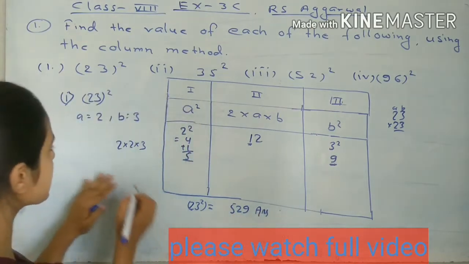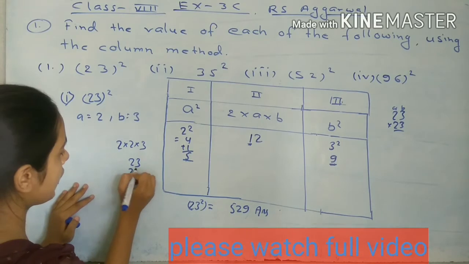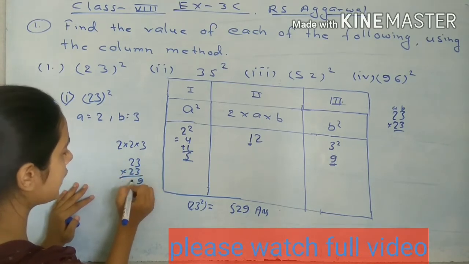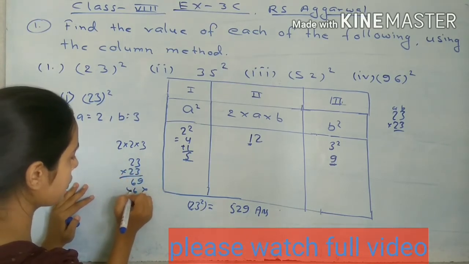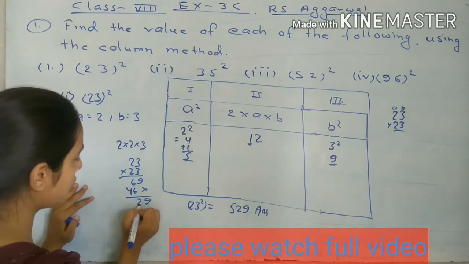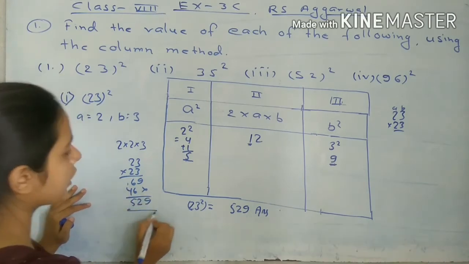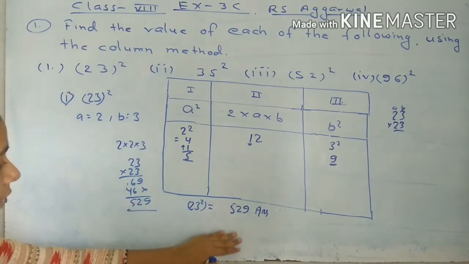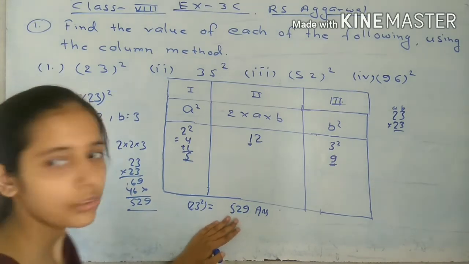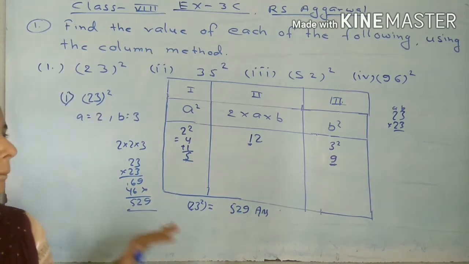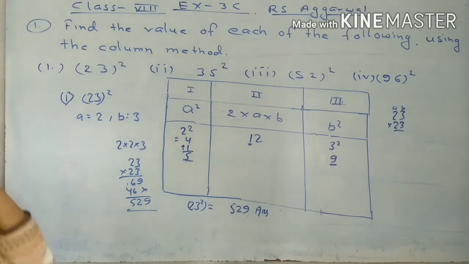For checking this answer, I am multiplying 23 into 23. So 3 times 3 is 9, 3 times 2 is 6, 3 times 2 is 6, 2 times 2 is 4. So 9, 2, 4 plus 1 is 5. So you can see it is the right answer. The square of 23 is 529. We will do the other questions with the same numbers.